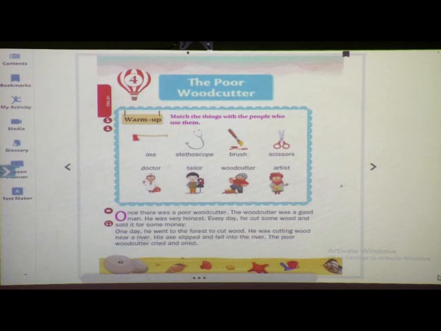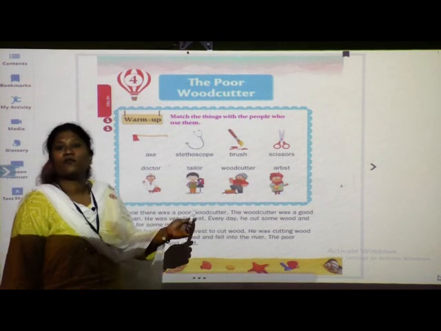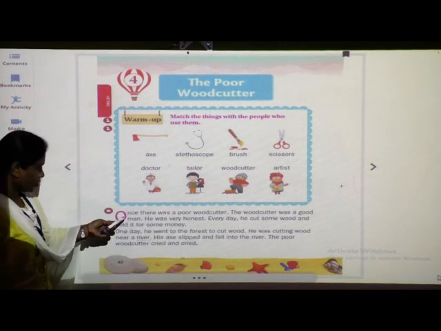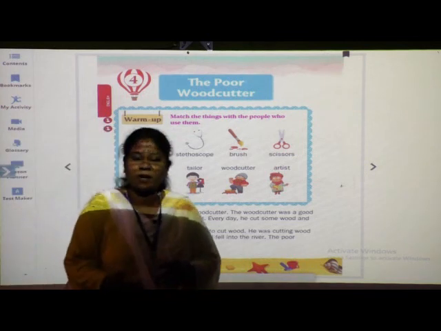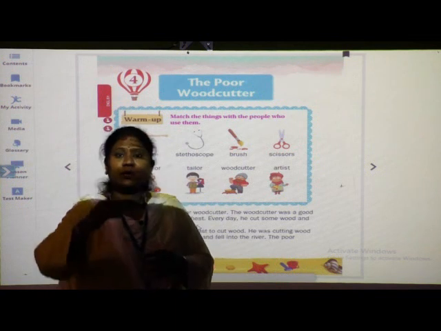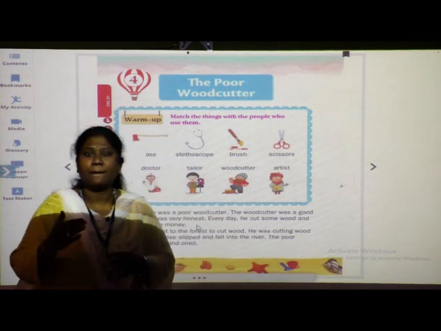Yes, children, have you enjoyed the video? So in this story, the poor woodcutter was very honest. Once there was a poor woodcutter. The woodcutter was a good man. He was very honest. Every day he cut some wood and sold it for some money. So children, every day this woodcutter used to go to the forest and cut the woods. And he used to sell those woods and take some money. Okay?